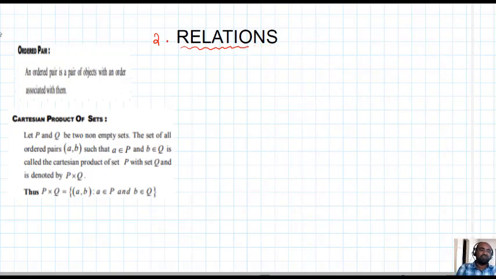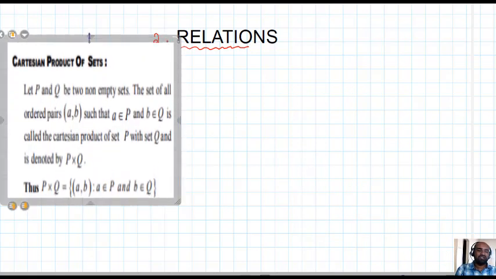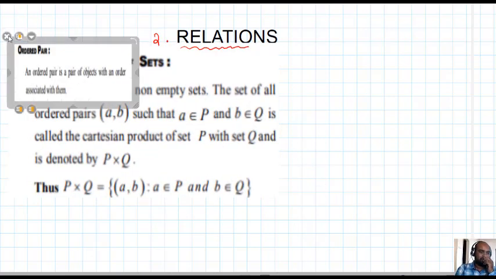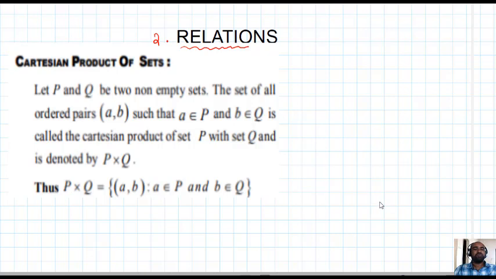After that, Cartesian product of two sets. This is very, very important. Cartesian product of two sets.